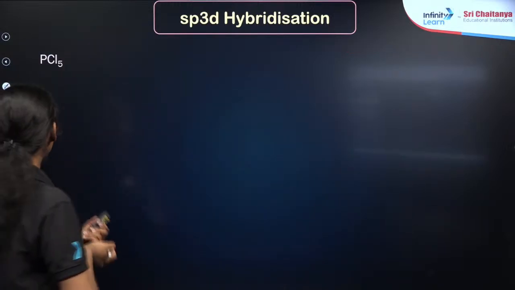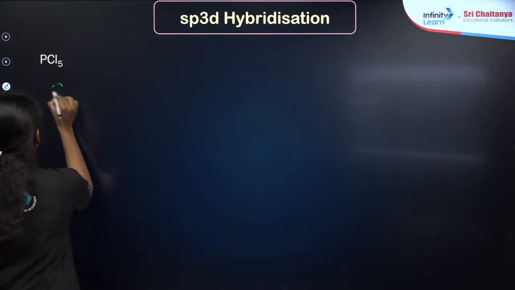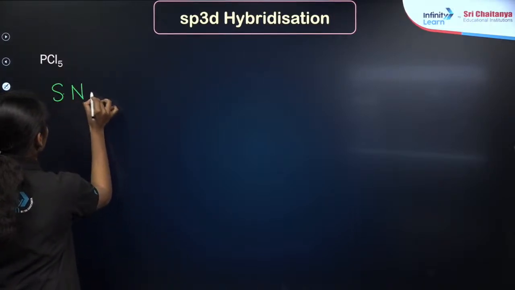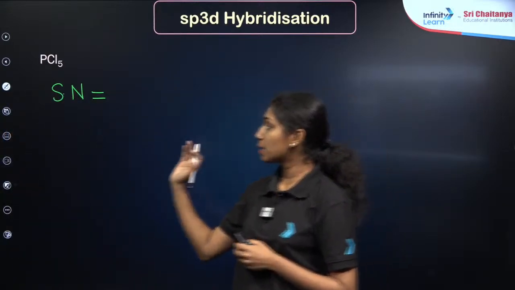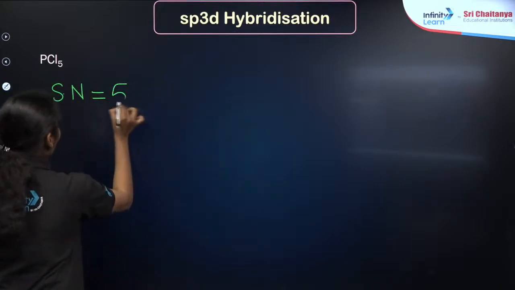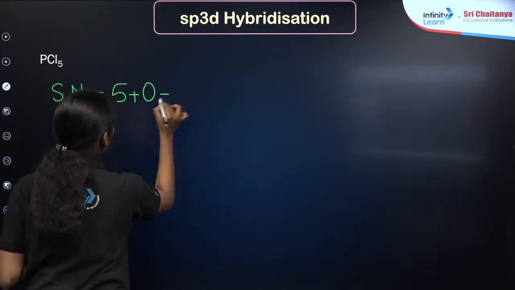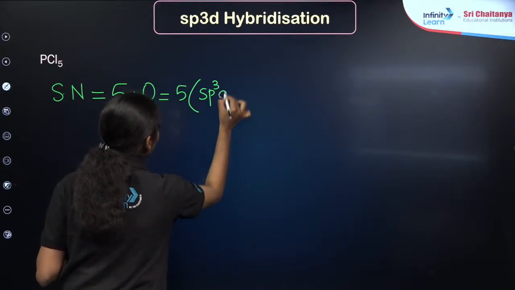Okay, here is the example, that is PCl5. First you have to calculate the steric number here. Steric number is equal to the number of sigma bonds, right? In the case of phosphorus, 5 valence electrons are present, in which 5 chlorine atoms are surrounding, which means 5 sigma bonds and 0 lone pairs, right? So the steric number will be 5, which means that the hybridization is sp3d hybridization.